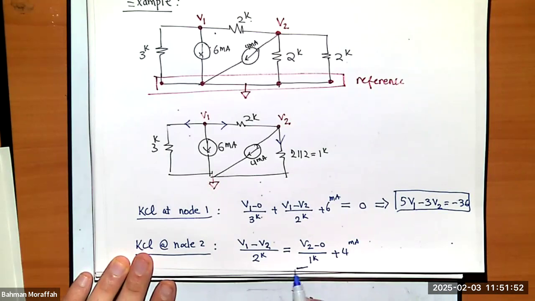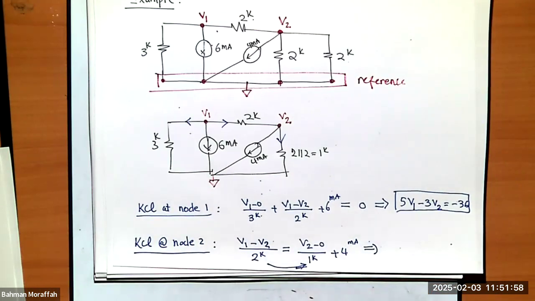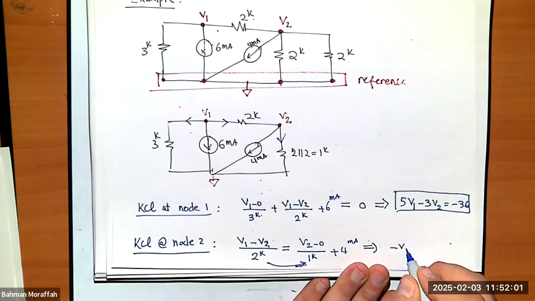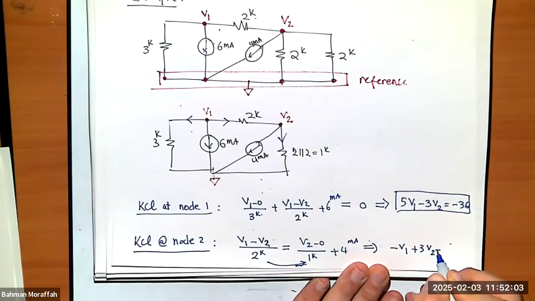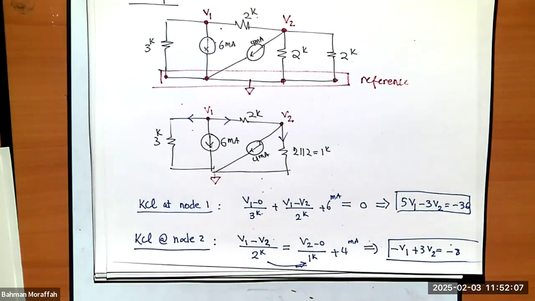Basically take this guy over here, take this guy over there, and simplify it. What you're going to end up getting is minus V1 plus 3 times V2 equals minus 8. Again, that's just a simplification. It's not really a big deal. Now I have two equations, two unknowns. I know there is a unique answer for this set of equations.